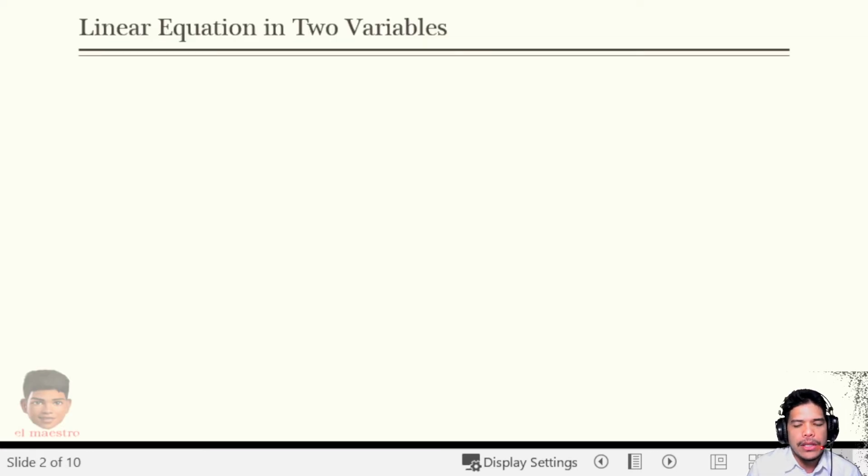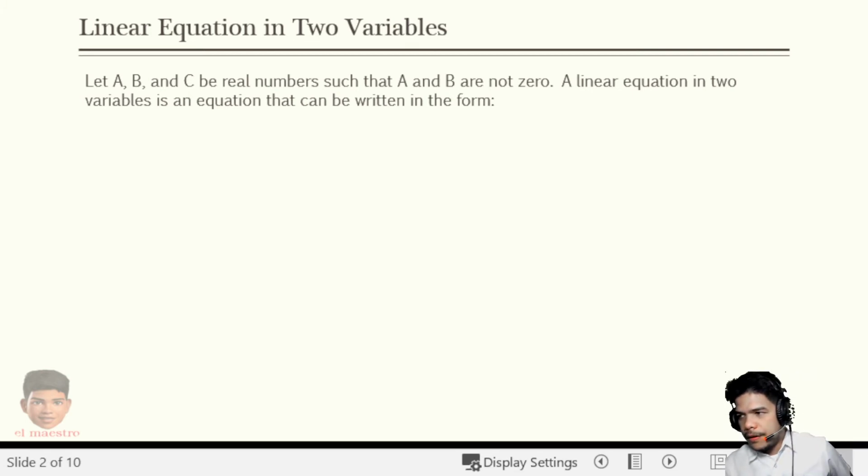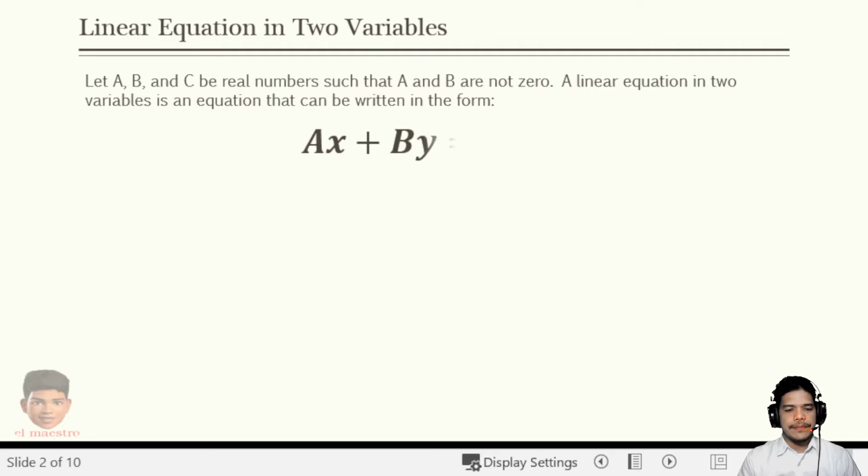So, linear equation in two variables. Let A, B, and C be real numbers such that A and B are not zero. We will be dealing with this in a linear equation, okay? A linear equation in two variables is an equation that can be written in this form. This is the standard form of a linear equation: AX plus BY is equal to C.